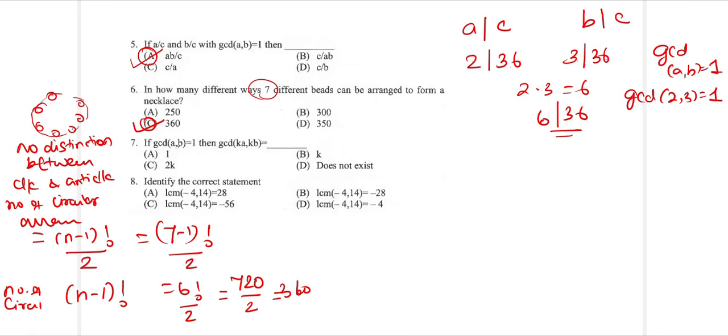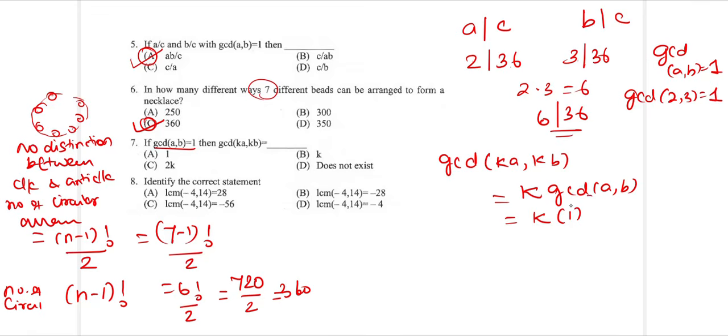Next, if GCD of A comma B is 1, then GCD of KA comma KB will be equal to K times GCD of A comma B. This is going to be the property. Now I have been given the data that GCD of A comma B is equal to 1. So on substitution, this becomes K times 1. So the answer is going to be K, your option number B.